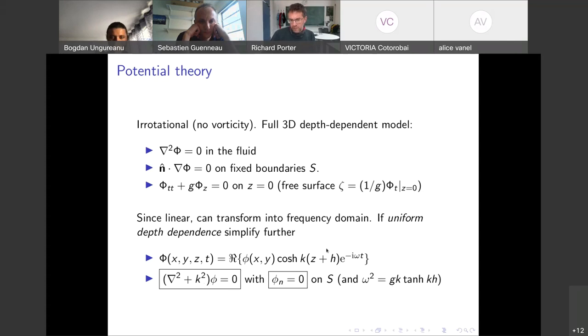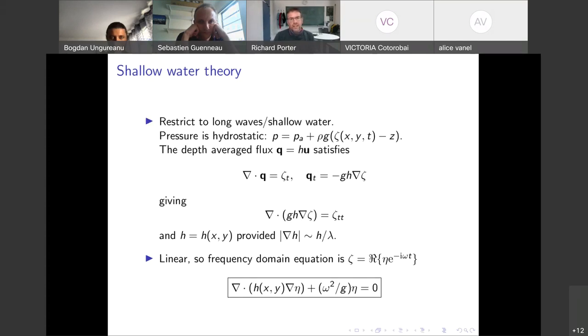Okay, but that's just incidental. The key point here is that we've reduced our water wave equation under all of these assumptions, and under the assumption that we have uniformity in the depth, to a two-dimensional wave equation. So that's case one. Case two is this shallow water theory. And this is often something that people use when they're trying to make a connection between water waves and EM or acoustics. Okay, so just to remind you, this is when we restrict ourselves to long wavelength and shallow water.